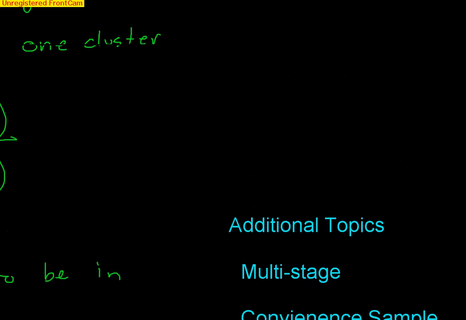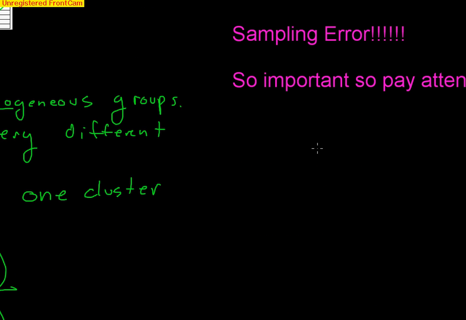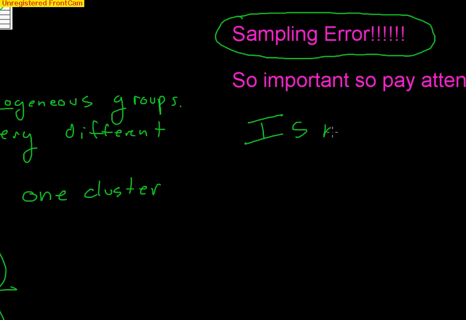Okay? And the last thing I want to do is, sorry, it kind of got cut off here. I apologize. It says so important, so pay attention. So sampling error, okay? Sampling error is something that we're going to talk a lot about in the next couple weeks. Sampling error is not bad. Sampling error is not an error. Okay, I want to make sure I'm very clear on that.